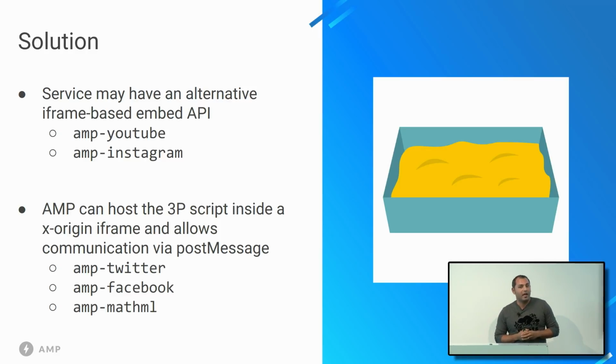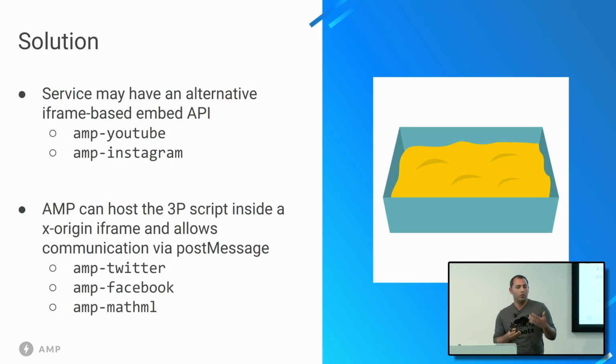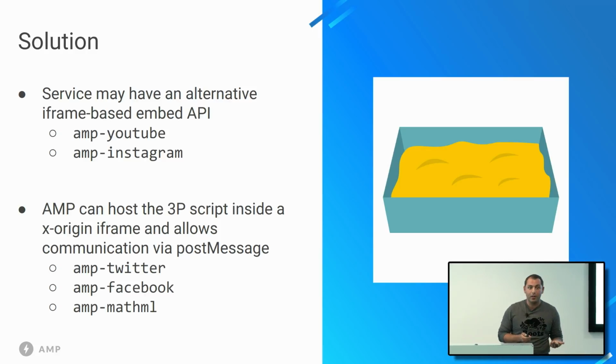Some services may not have that, and that's not a problem, because AMP can give you a third-party iframe automatically. It's essentially a randomly generated subdomain on the ampproject.org, which is a cross-frame iframe. Your extension code will run as first party, and you can write some other code that runs inside that iframe and loads the SDK and does whatever it needs to do. These two can talk via post messages. So you can use this mechanism as well, and AMP Twitter, AMP Facebook, AMP MathML actually use this approach.